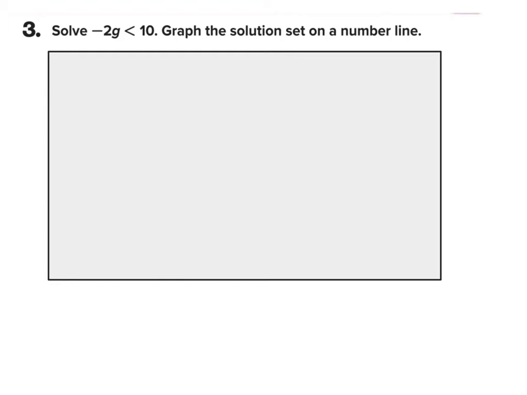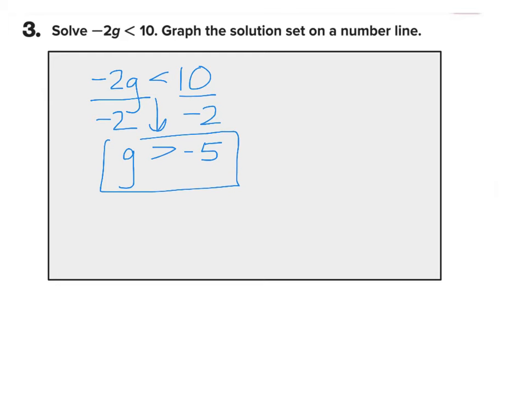Example 3. Solve negative 2g is less than 10. Graph the solution set on a number line. So I'm going to use the division property of inequality for negative numbers, and I'm going to divide both sides by negative 2. Negative 2g divided by negative 2 becomes just g. I have to switch the sign. So instead of being less than, it's greater than now. And 10 divided by negative 2 becomes negative 5. So g is greater than negative 5.